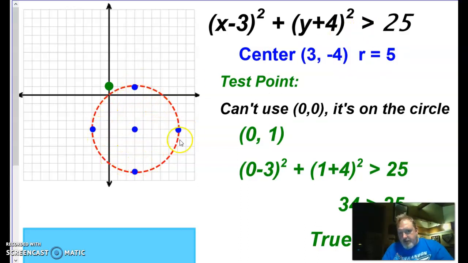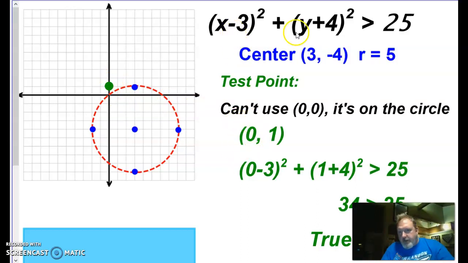This time this circle is dotted. I can't use (0, 0) because (0, 0) is actually on this circle, so that point's not going to help me. So now I have to pick a different point. Typically, if we can't use (0, 0), we'll look at either (1, 0) or (0, 1). Well, (1, 0), we could have used that one. I just used (0, 1) here.